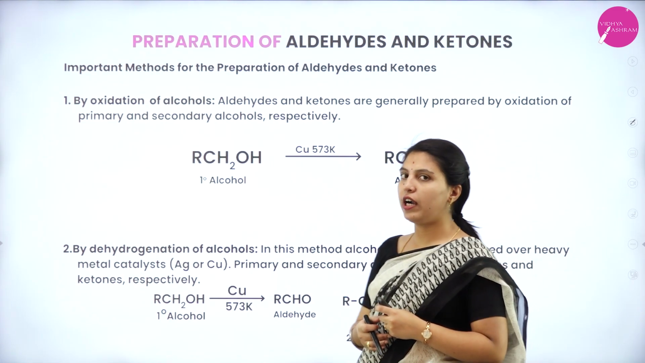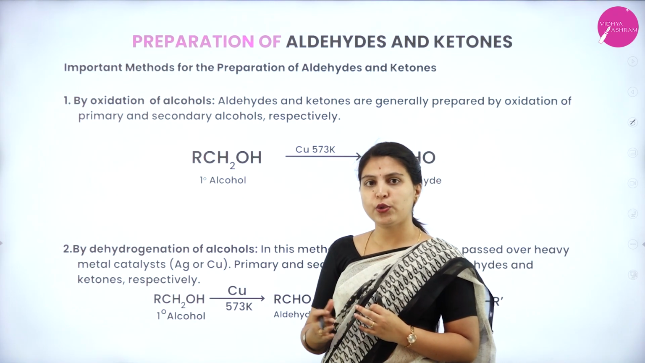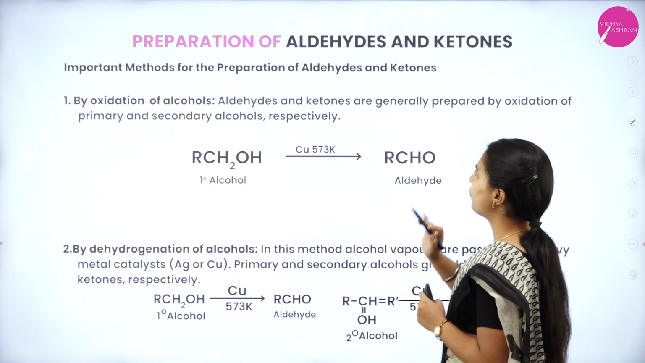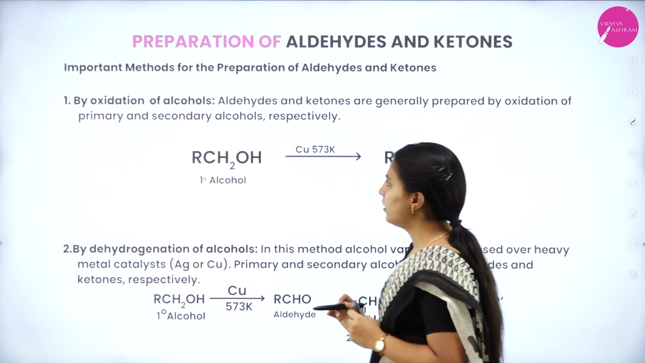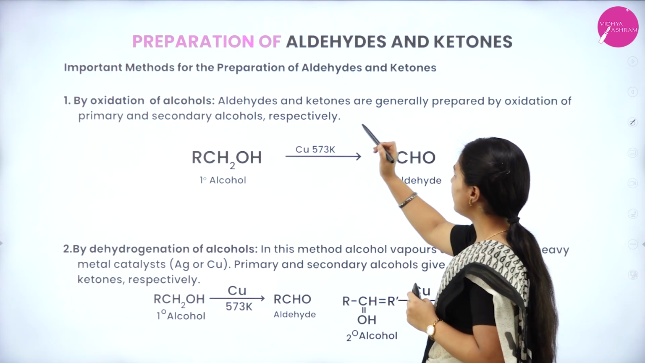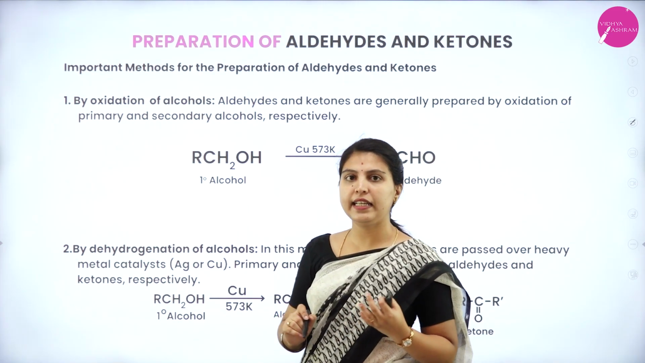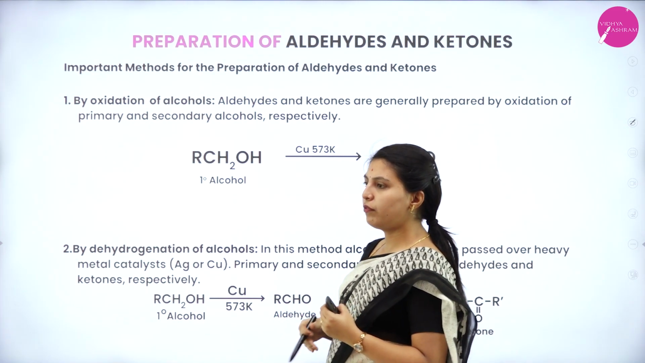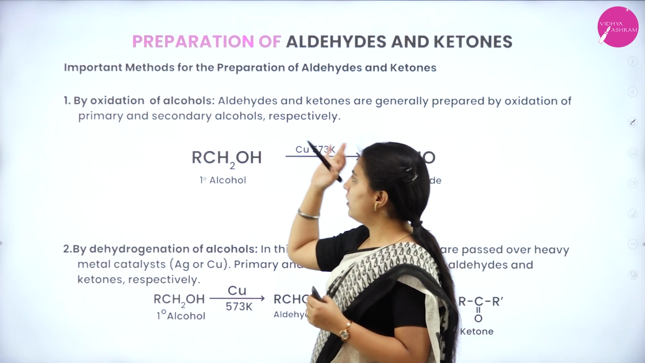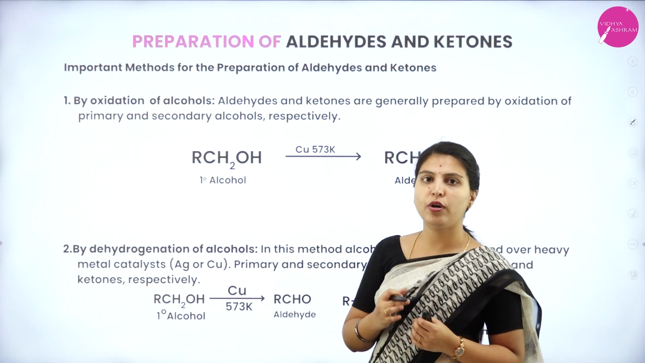Next, preparation of aldehydes and ketones. How? Generally, aldehydes and ketones will be prepared at the same time. Important methods for the preparation of aldehydes and ketones. First type, by oxidation of alcohols. Aldehydes and ketones are generally prepared by oxidation of primary and secondary alcohols. We have told that the corresponding group of alcohols are aldehydes. By the oxidation of primary and secondary alcohols, aldehydes and ketones will form respectively.